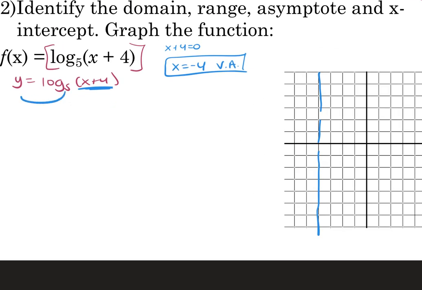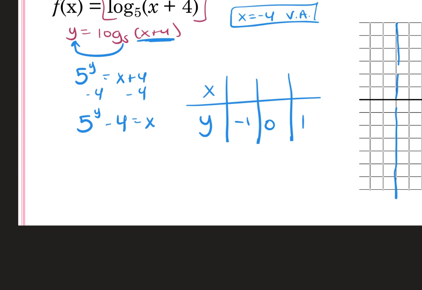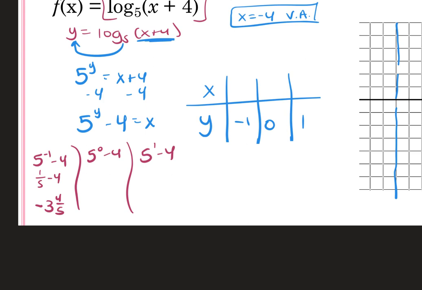Then I would have the y become the exponent and then subtract the 4. So 5 to the y minus 4 equals x. And I do my t-chart, plugging in for y. So I get 5 to the negative 1 minus 4, 5 to the 0 minus 4, 5 to the first minus 4: 1/5 minus 4, which is negative 3 and 4/5; 1 minus 4 is negative 3, and 5 minus 4 is 1.